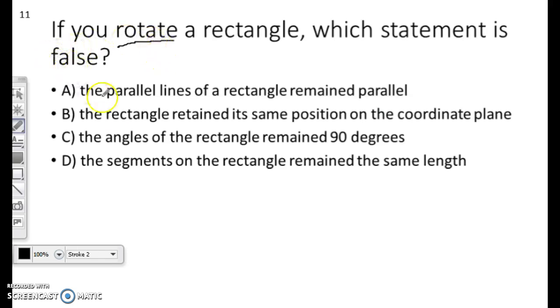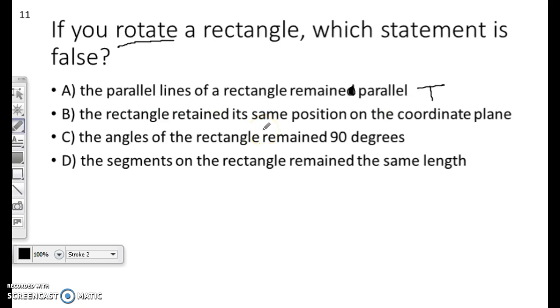All right, so if we think about that, A says the parallel lines of a rectangle remain parallel. Well, that's a true statement, right? We're not changing the size or shape of the rectangle, so if they were parallel, they're still going to be parallel. B says the rectangle retained its same position on the coordinate plane.